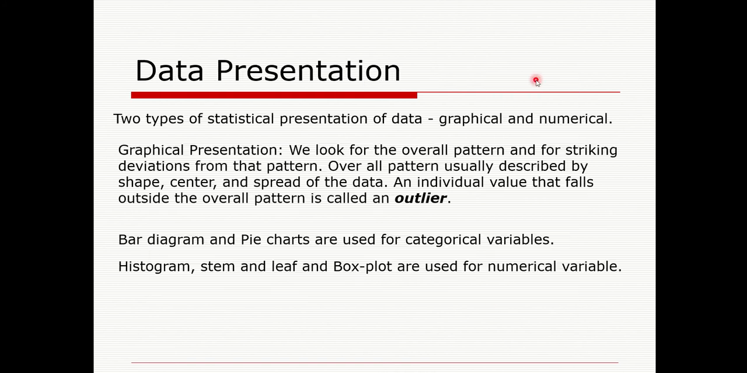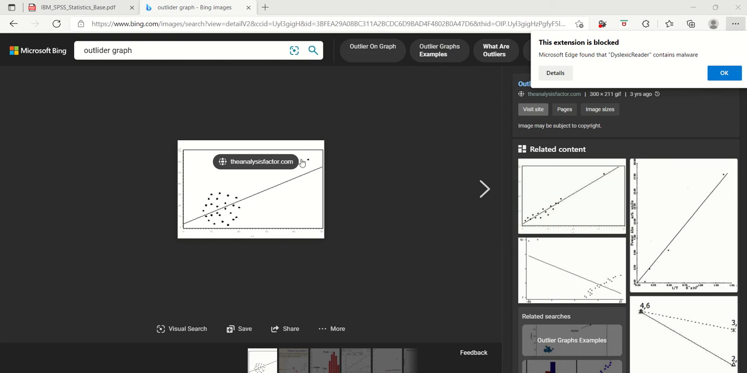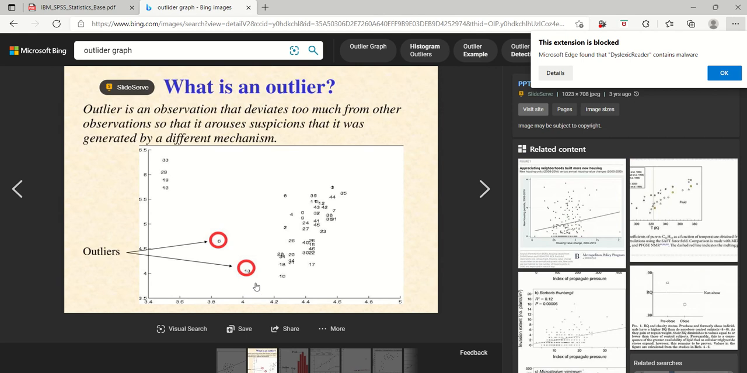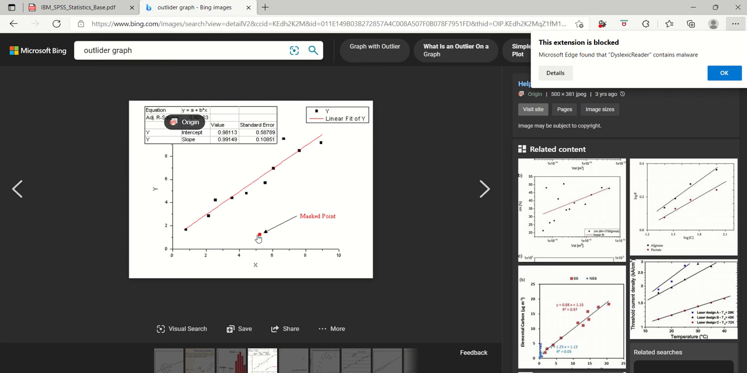Any questions until now? Okay, so this is important. We can have some outliers, okay? So what is an outlier? Let us see the outliers. This is the outlier here, okay? Let us see some other examples. These are the outliers. These are out of the group, okay? Let us see some other outliers. So this is an outlier, okay? It's out of the group. And this is an outlier out of the group, so it's important.